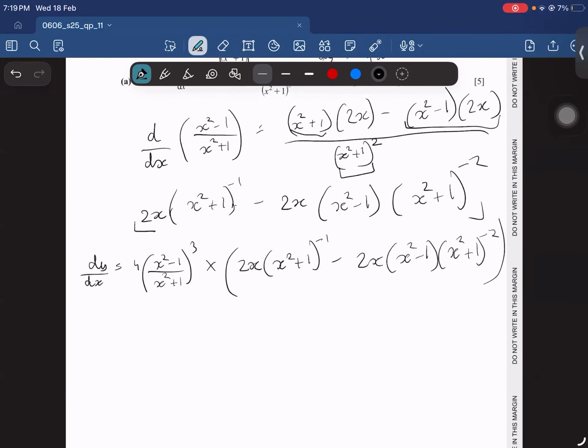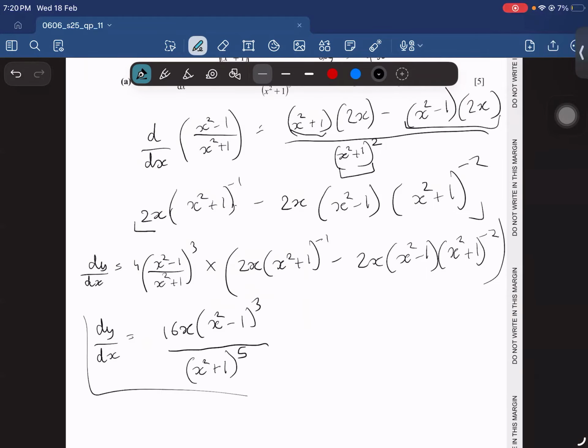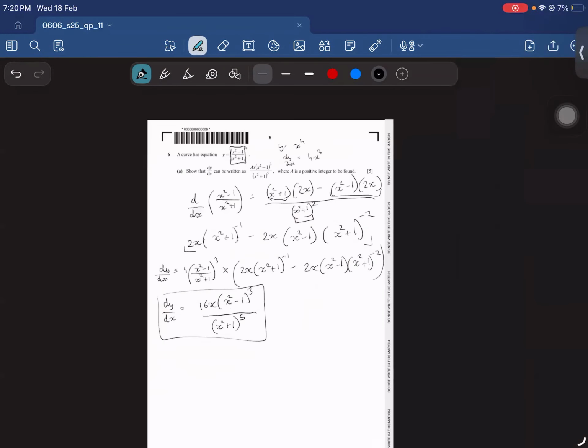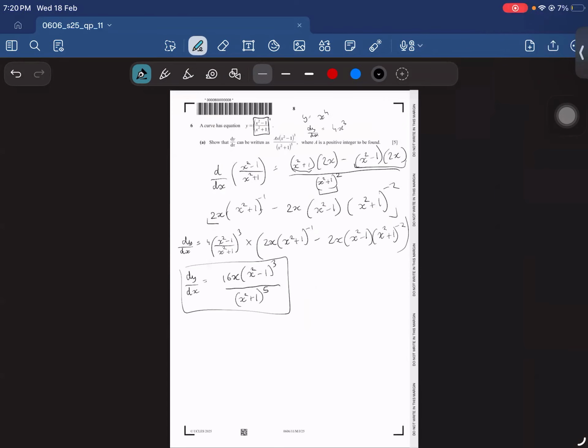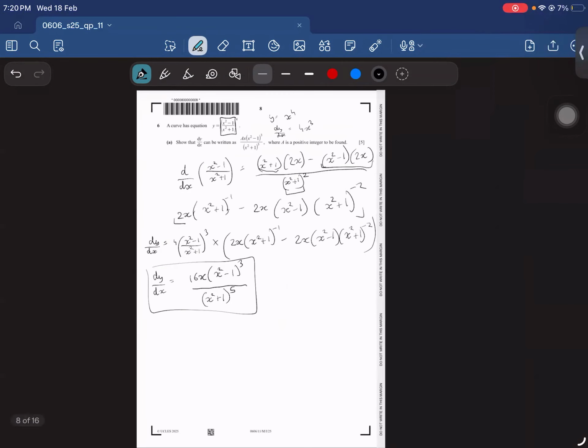And I'm going to fast forward, but you can simplify it all, and you get dy by dx equals 16x, x squared minus 1 cubed over x squared plus 1 to the power 5, and that is our derivative, where a is 16, but you just need to write it in that format.